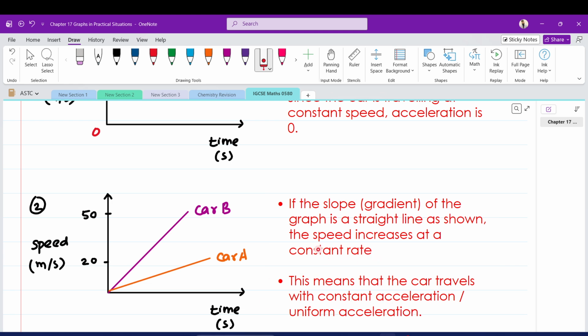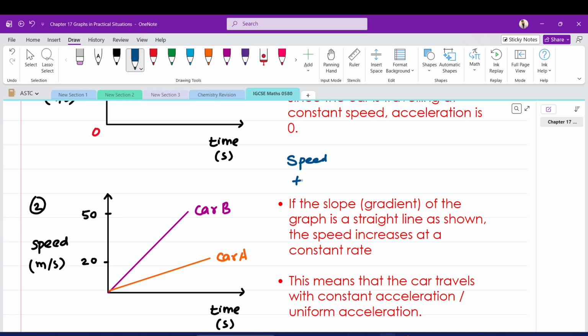So what does it mean that speed increases at a constant rate? This basically means that, let's say, in 10 seconds the speed of the car is increasing by 5 meters per second. So let's say that after 10 seconds the speed of the car was 5 meters per second. After another 10 seconds the speed of the car became 10 meters per second. Let me write that down.